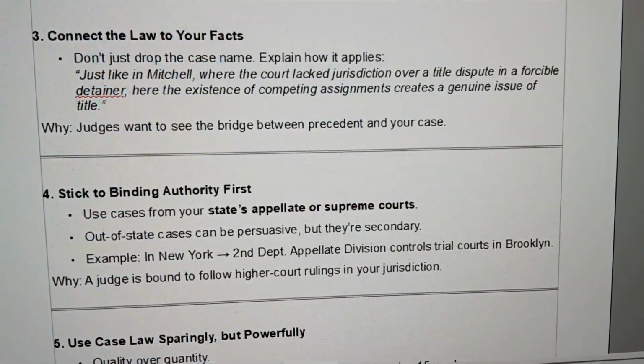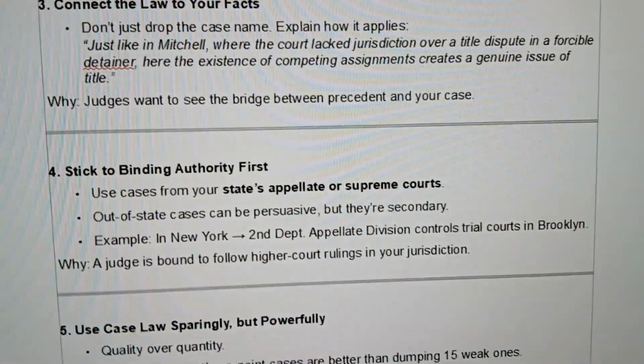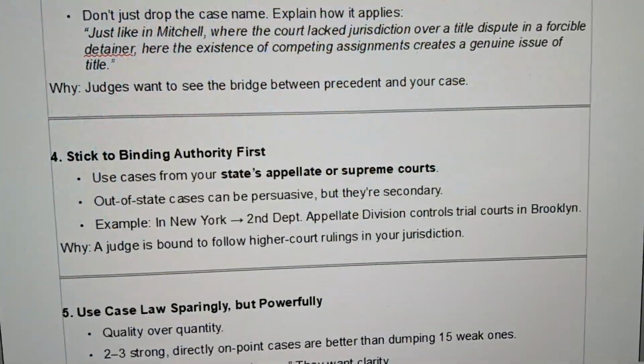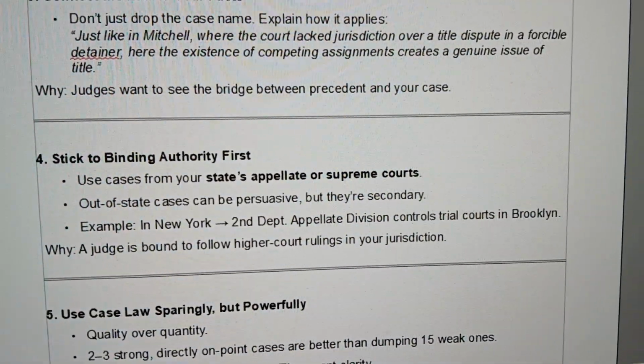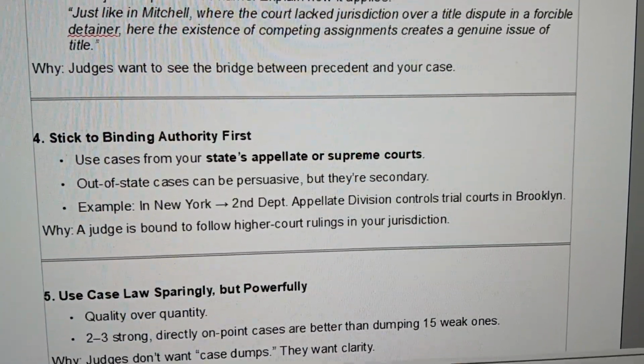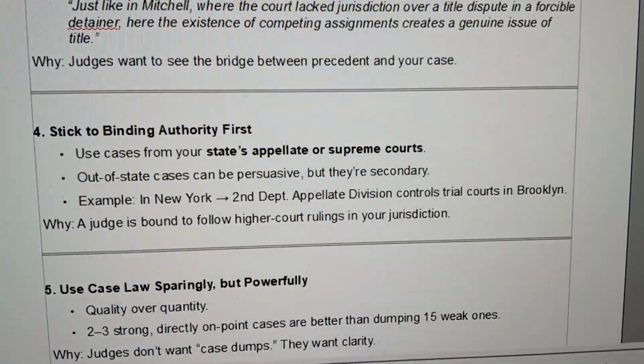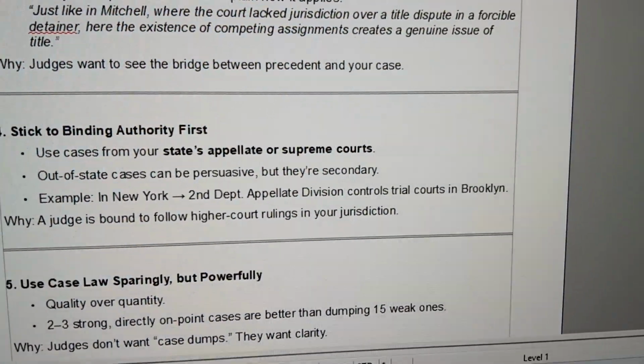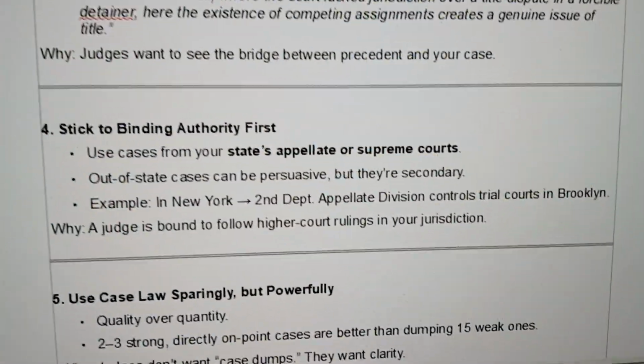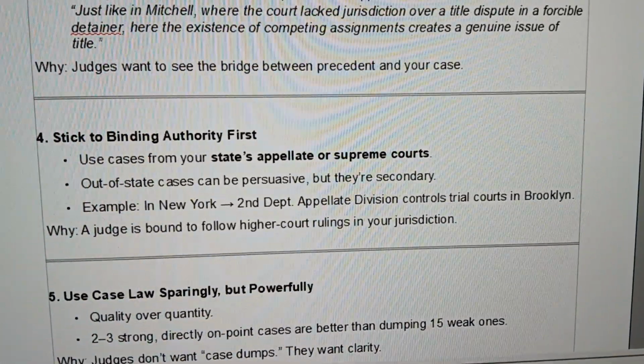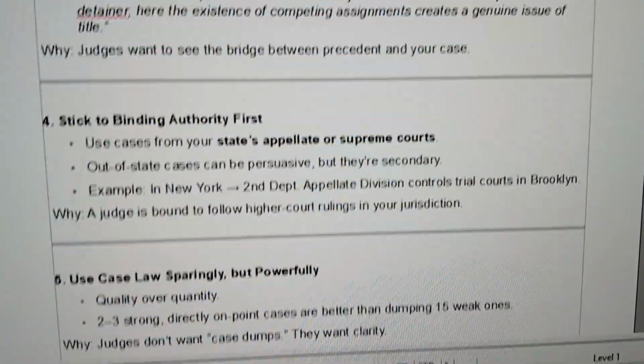Stick to binding authority first. Use cases from your state's appellate or Supreme Courts. Out-of-state cases can be persuasive, but they're secondary. Example, in New York, the 2nd Department Appellate Division controls trial courts in Brooklyn. Why? A judge is bound to follow higher court rulings in your jurisdiction.